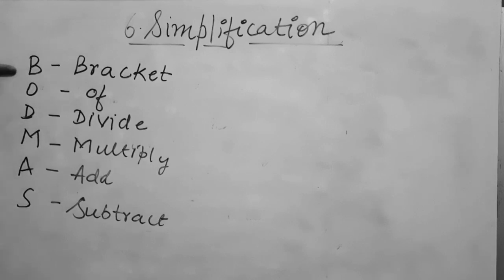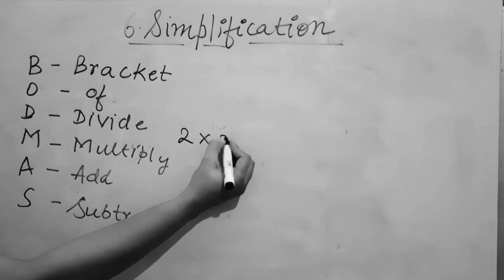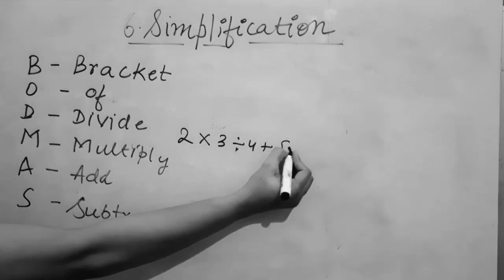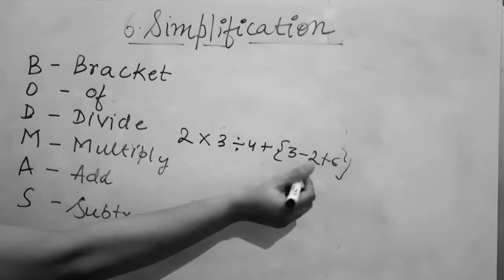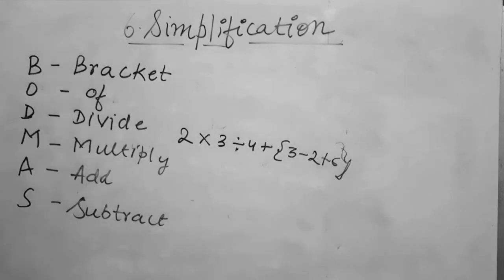Now bracket here, it means you are going to get a long numerical expression in which some of the terms are given in the bracket. Like this, I am writing it for you. 2 multiplied by 3 divided by 4 plus within bracket 3 minus 2 plus 6. Right. So as you all can see, I have placed 3 minus 2 plus 6 into the bracket.